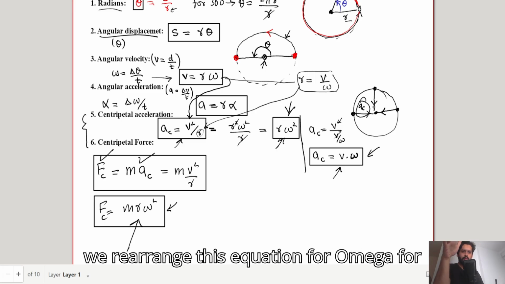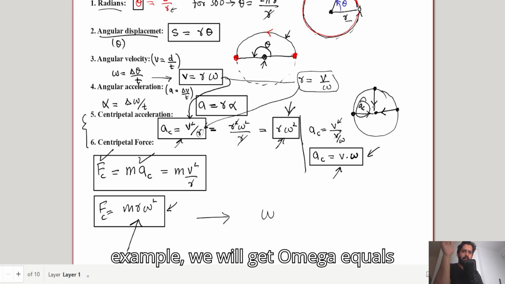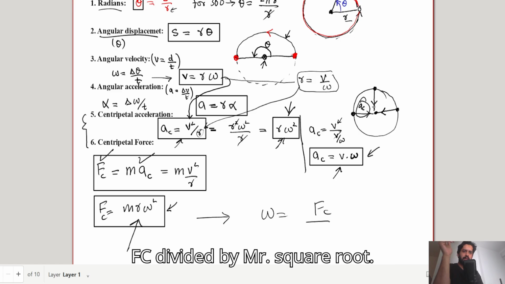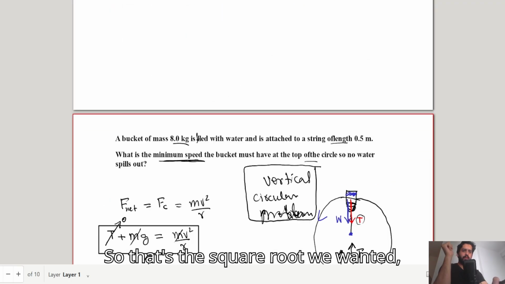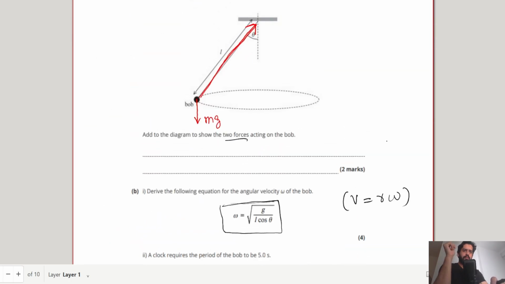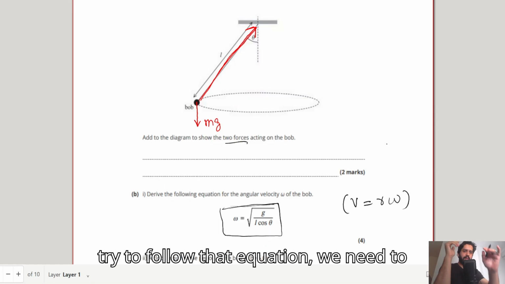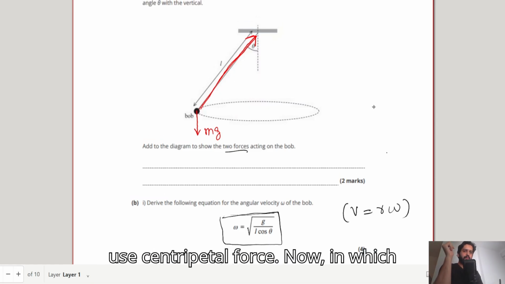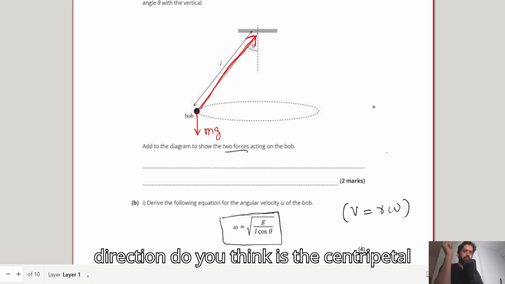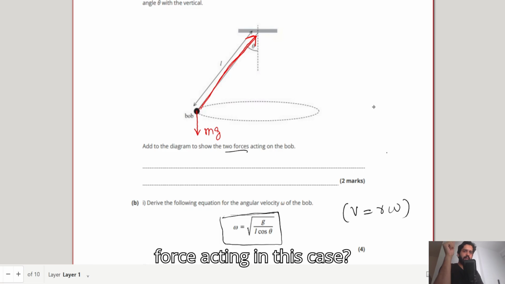So if we rearrange this equation for omega, for example, we will get omega equals the square root of Fc divided by mr. So that's the square root we wanted, right? So if we try to follow that equation, we need to use centripetal force. Now, in which direction do you think is the centripetal force acting in this case?